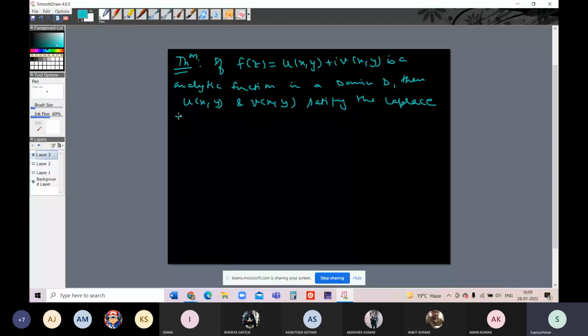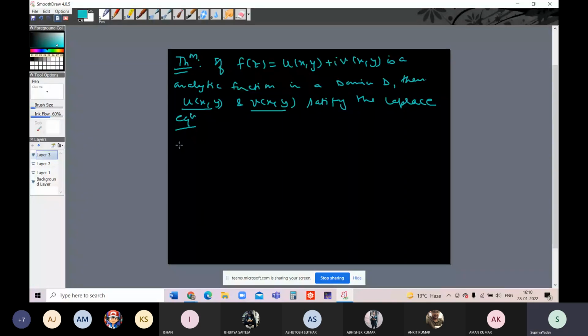That is, we have to show that this u(x, y) and v(x, y) satisfy the Laplace equation, which means ∂²u/∂x² + ∂²u/∂y² = 0, and also ∂²v/∂x² + ∂²v/∂y² = 0. We have to prove it.